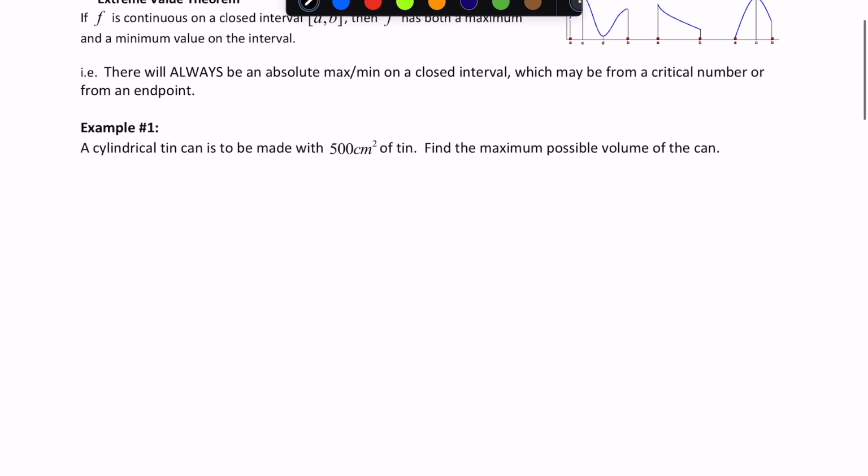Okay, so let's take a look at this first example. A cylindrical tin can is to be made with 500 centimeters squared of tin. Find the maximum possible volume of the can. So here, we're given a piece of information: 500 centimeters squared. We know that the 500 centimeters squared provides us with the surface area.